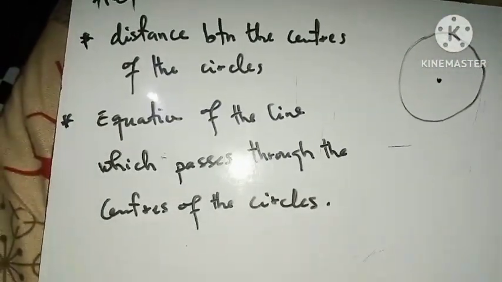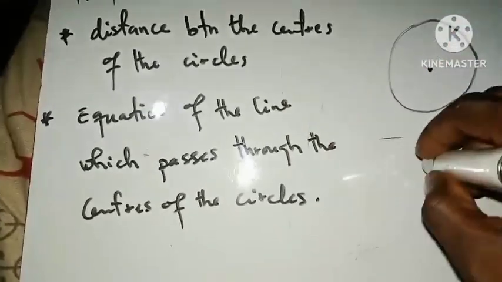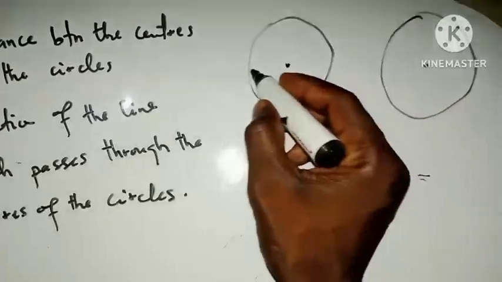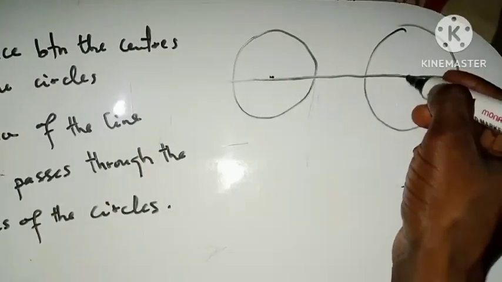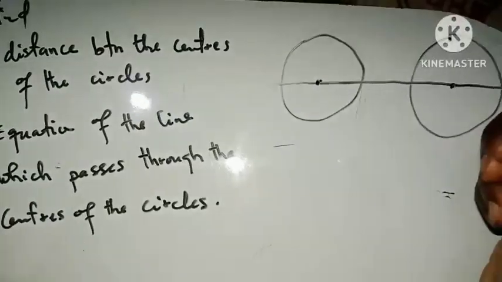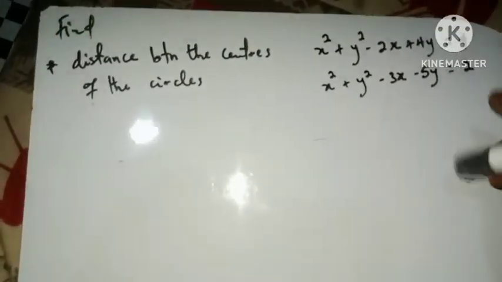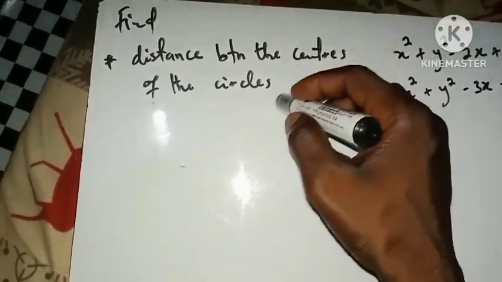And then the second question says that you should find the equation of the line which passes through the centers of the circles, right? So we want to determine the equation of the line that will pass through these centers. Not drawn to scale, right? But this is the idea behind the question. Now look at the question. Dealing with the first part of the question that says find the distance between the centers of the circles.